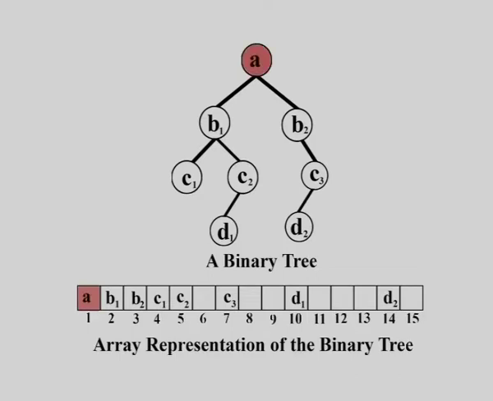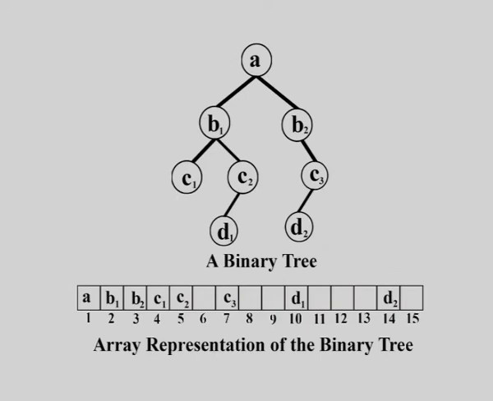Here, A being root of binary tree is stored at first array index, so its left child B1 occupies second array index and its right child B2 occupies third array index. As B2 is stored at third array index, its only right child C3 will occupy 2 into 3 plus 1, that is 7th array index. Similarly, the element D1 being left child of element C2 at index 5 occupies 2 into 5, that is 10th array index.